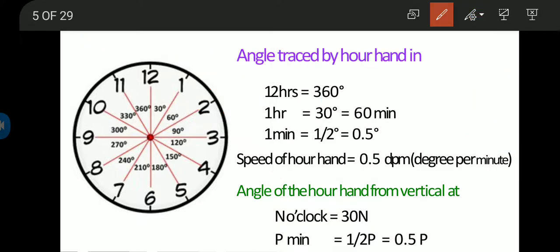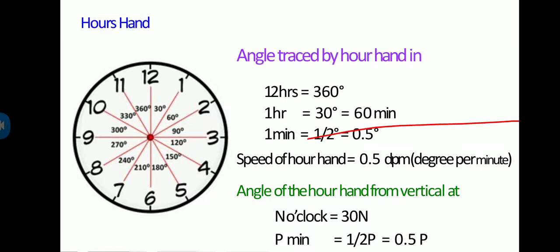By this we can calculate the speed of the hour hand, that is degrees per minute. Per minute how much degree it is moving is called degrees per minute. So per minute 0.5 degrees. The angle of the hour hand from vertical at the hour is 30 H plus 0.5 M.